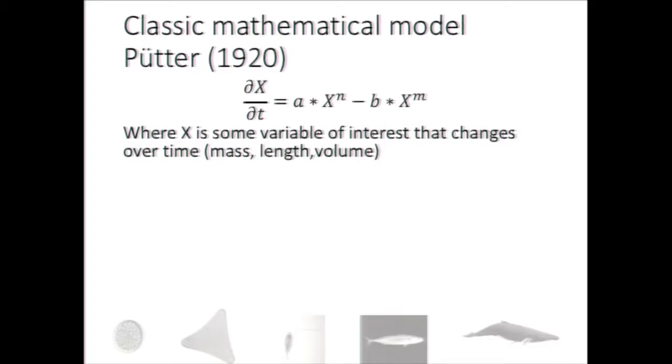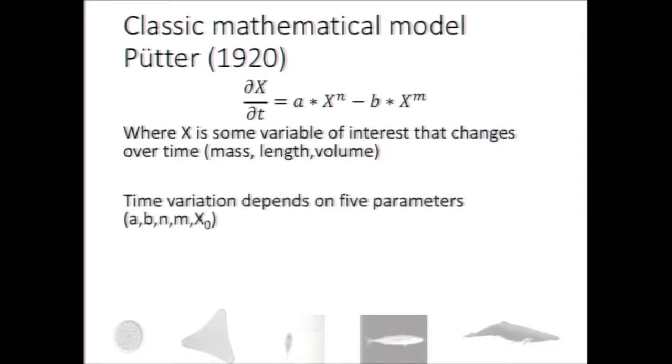And this has been known for a long time, and there's a long history of modeling this mathematically going back to Pütter in 1920. And all of these models basically have some similar form. You have a variable x, which varies with time. That could be mass, length, or volume. And it has a source term, which varies as some power of that variable, and a sink term, which varies generally as another power of that variable.